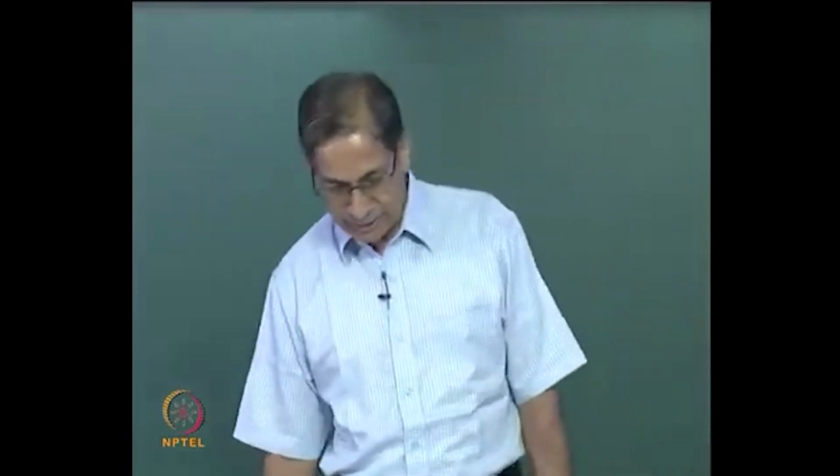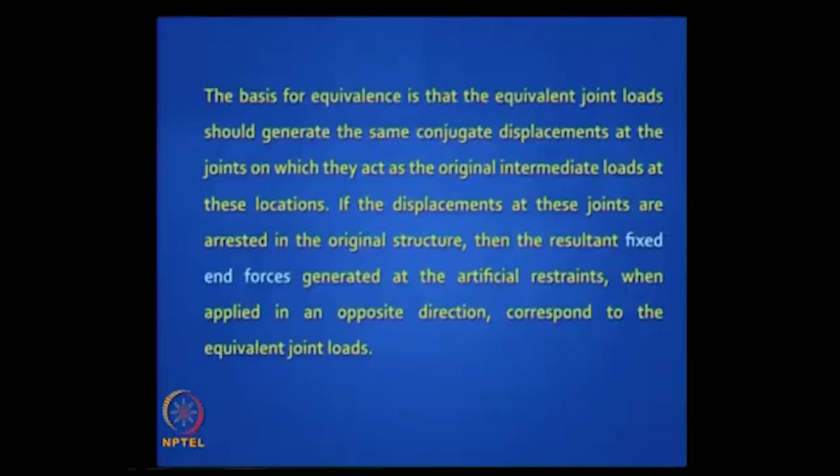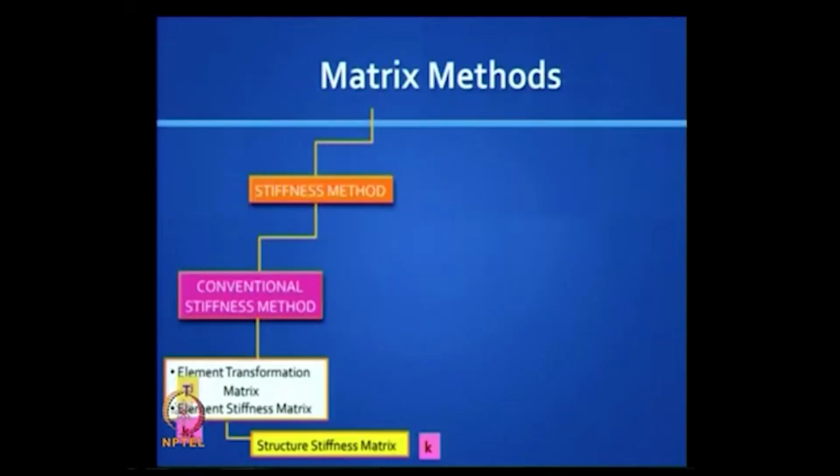If the displacements at these joints are arrested in the original structure, then the resultant fixed end forces generated at the artificial restraints, when applied in the opposite direction, correspond to the equivalent joint loads. You have to add up these equivalent joint loads with whatever additional joint loads you may get. Okay, now we move on. We have had a quick look at the conventional stiffness method. There is no way you fully understand it unless you apply it to problems, but the idea here is to just lay the road map.